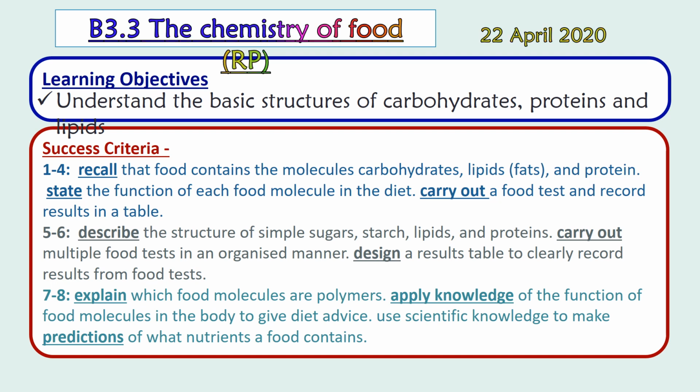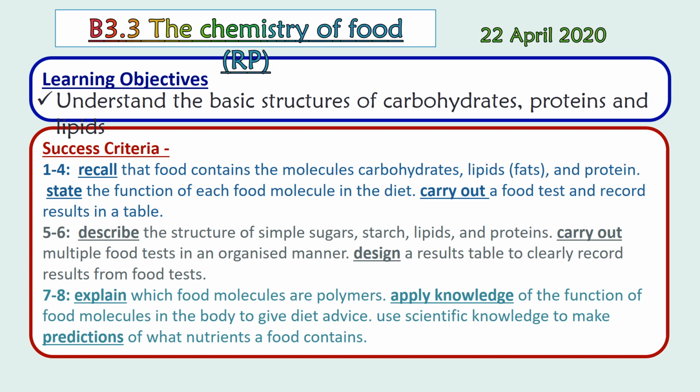Okay, so what we're going to be looking at, there's 3 main food groups that you need to know about in detail, which are the carbohydrates, the proteins, and the lipids, which you might be more familiar with as being referred to as fats. So what we need to be able to do is recall what foods contain those different things. We need to be able to describe the structure of some of the simple sugars, starch, lipids, and proteins. And then for the highest level, we're explaining which food molecules are polymers.